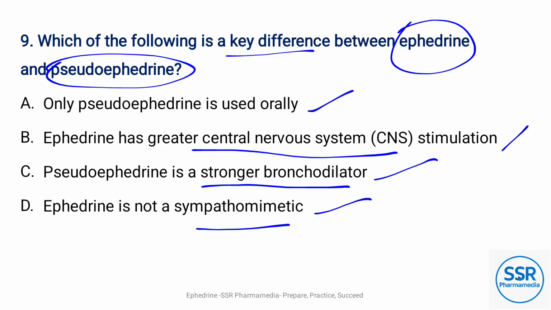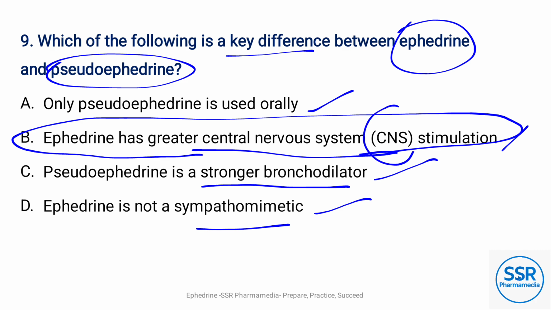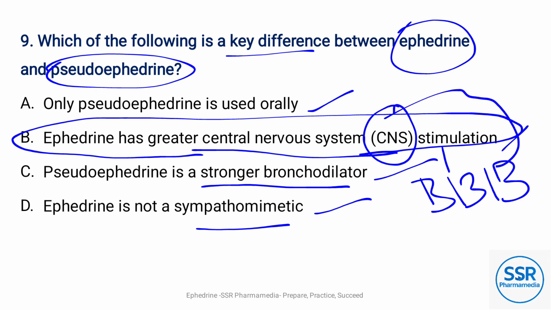In these options, we look at what differentiation they are asking between the two. So the right answer is B: ephedrine has a greater CNS stimulation. Ephedrine crosses the blood-brain barrier more than pseudoephedrine, so it leads to more CNS activity: alertness, insomnia and agitation. Pseudoephedrine has weaker CNS activity, so it is mainly used as a decongestant. This is a major thing.